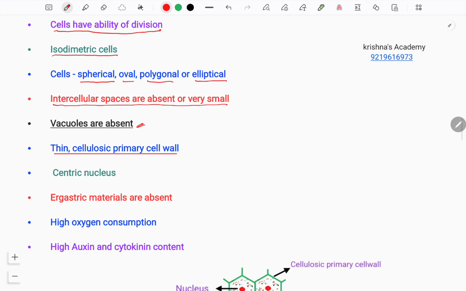absence of the vacuole, centric nucleus, meaning the nucleus is situated in the center of the cell. In the permanent tissue, we will discuss the eccentric nucleus. It is due to the presence of the central vacuole in the mature plant cell. That's why the nucleus and the cytoplasm or protoplasm get shifted towards the periphery. This condition is called eccentric. But here the vacuoles are absent. That's why a centric nucleus is the characteristic feature of the meristematic cell.